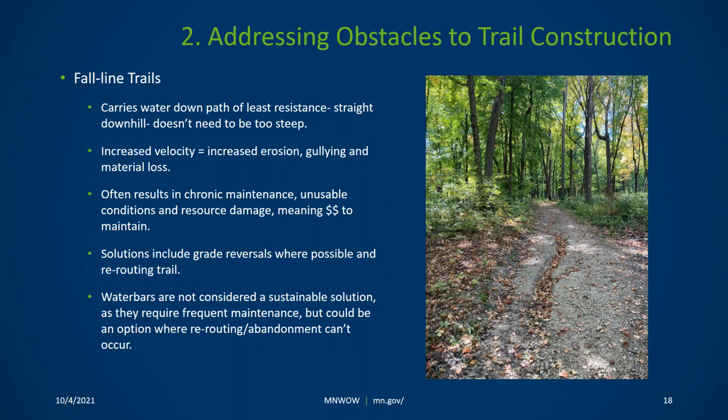Water moves immediately down the path of least resistance. The water picks up velocity. It ends up increasing erosion and gulling. We lose a lot of material on these. These are ones we end up grading over and over again, putting material in, losing it. Again, chronic maintenance, often unusable conditions, and we end up with resource damage. So solutions to this are installing grade reversals where possible or rerouting the trail. People like to use water bars, but they're not considered a sustainable solution because those typically clog, they require frequent maintenance, and they often fail themselves or cause people to want to walk around when they're not working.